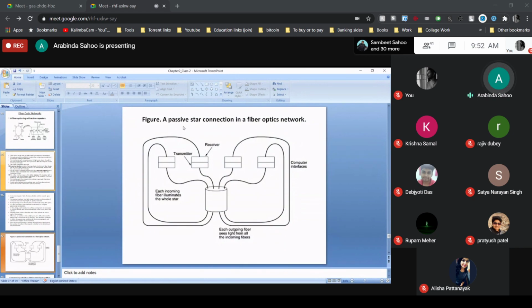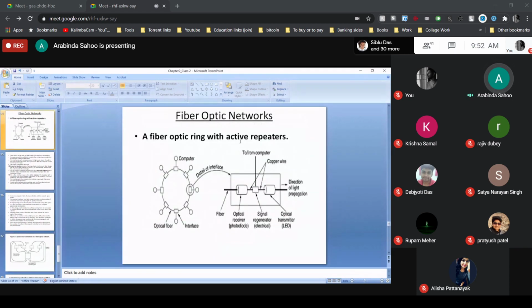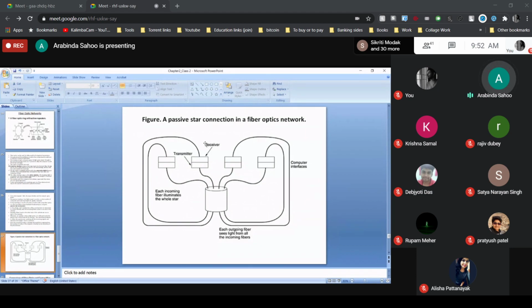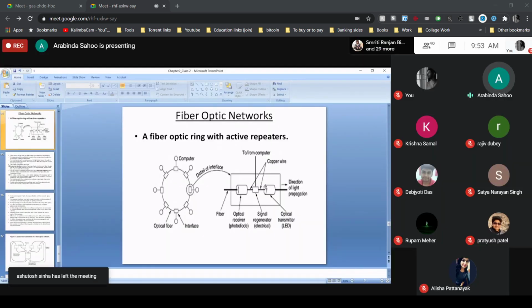This diagram is one example which uses passive repeaters, or you can say this is a passive star connection in a fiber optic network. The disadvantage of the first type, your fiber optic ring with active repeaters, is that if any of the repeaters fails, communication cannot be established.